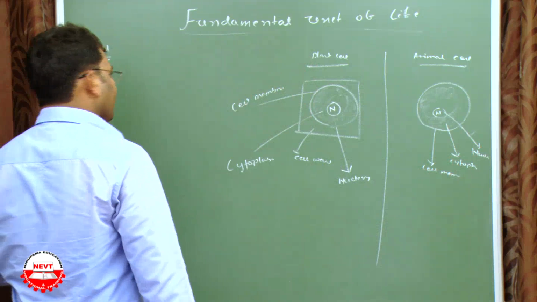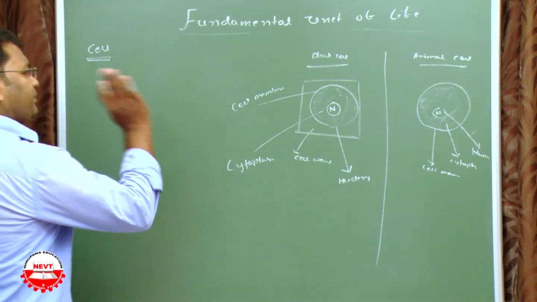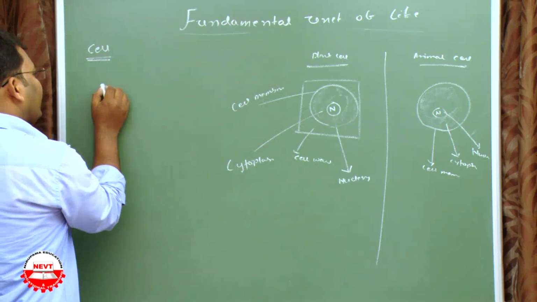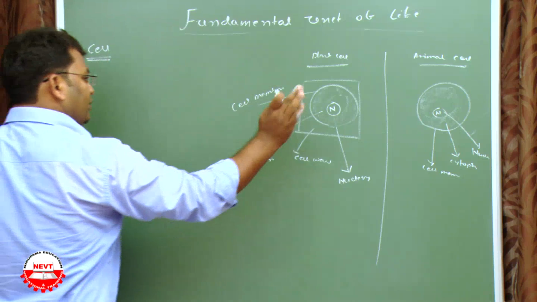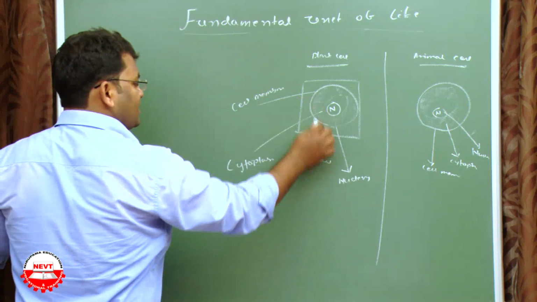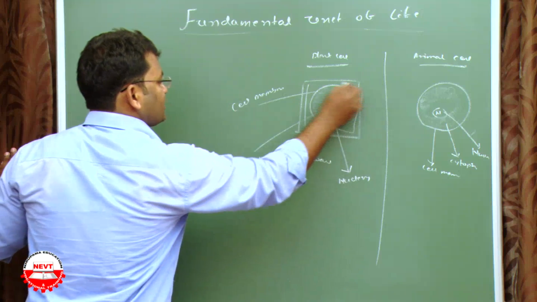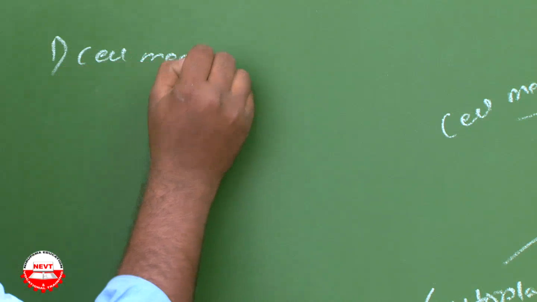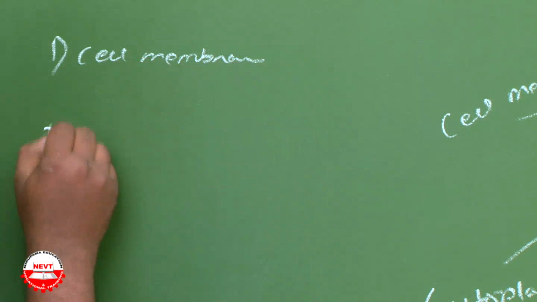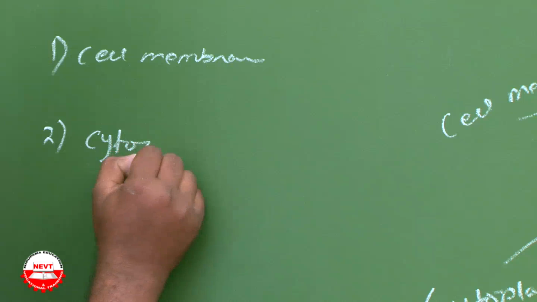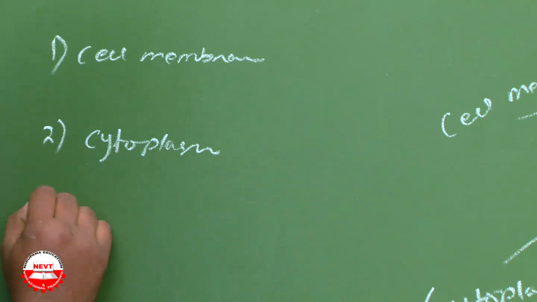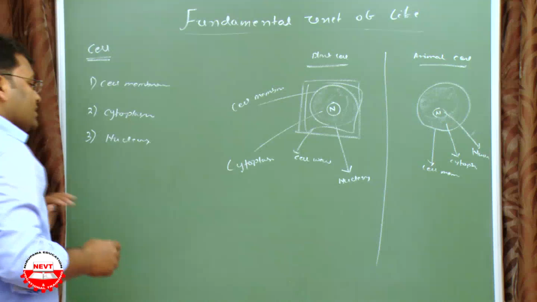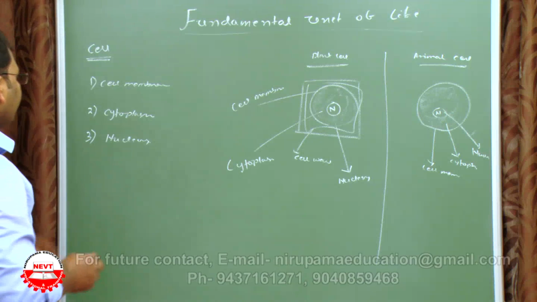The cell basically contains three major parts: outer covering or outer protection, and the cell-providing part. In animal cell, only cell membrane is there. Plant cell contains an extra one, that is the cell wall. So first is cell membrane, second cytoplasm, third nucleus. We'll briefly discuss what the nucleus and cytoplasm contain exactly.